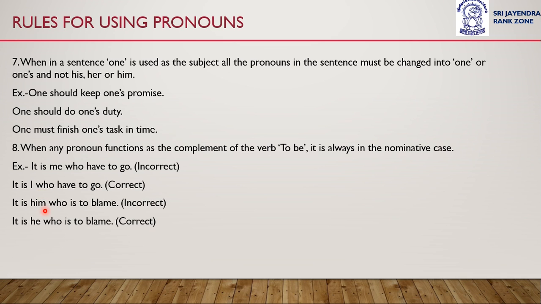Let us take one more example. It is him who is to blame. This is an incorrect statement. Can you guess why? Because we have used him instead of he. We have seen in that table that the nominative case of him is he. So it is he who is to blame. This is the correct answer.